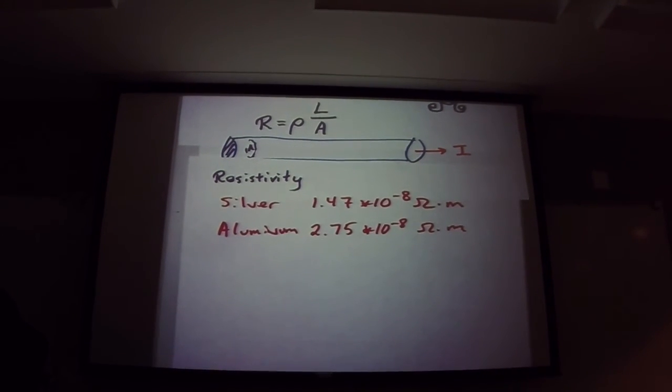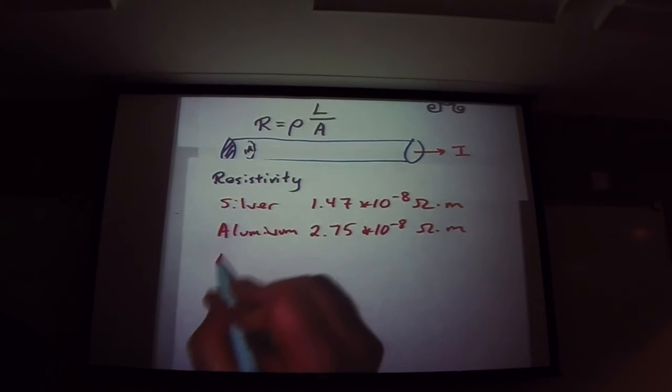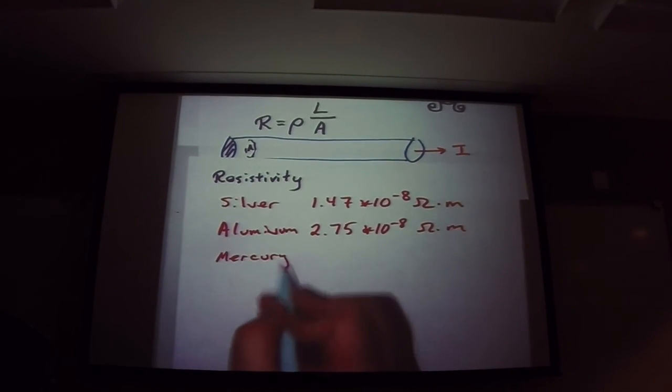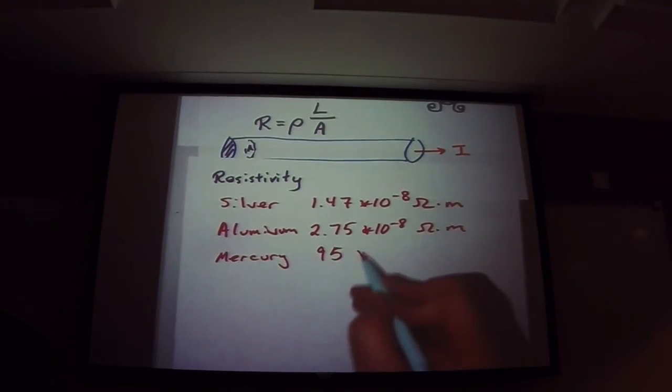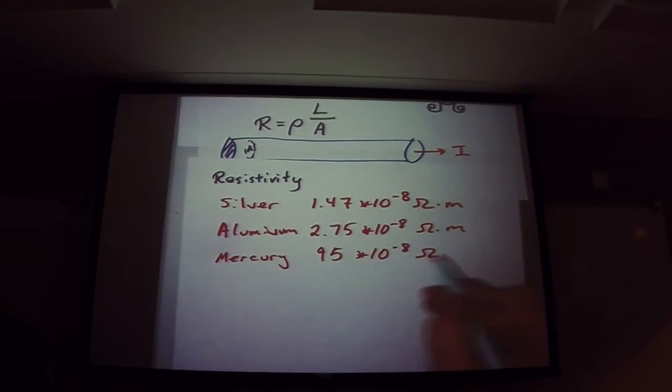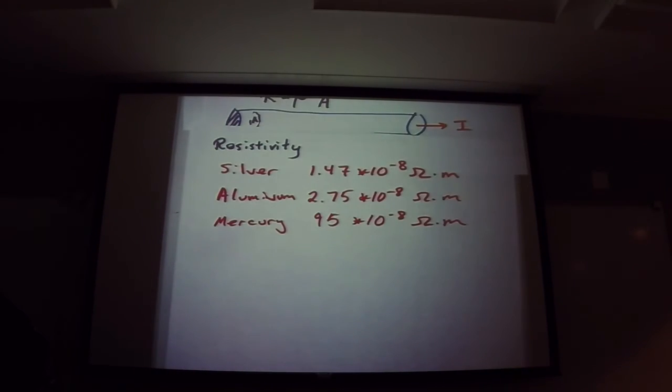They've got mercury: 95 times 10 to the negative 8. Probably wouldn't want to make too much stuff out of mercury at room temperature. It's a liquid, but hey, there you go. Okay, that's not too bad. So your resistivities tend to be on the order of 10 to the negative 8.